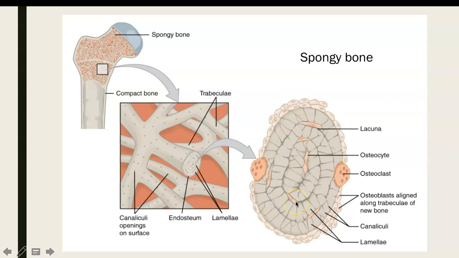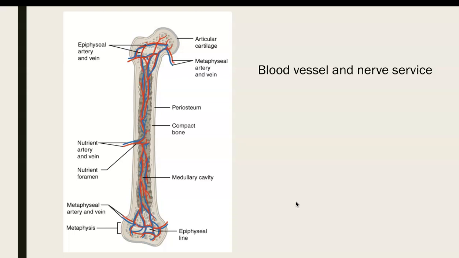All right. The final thing is just to quickly review blood supply, and I'm not going to spend too much time on this, but I just wanted you to notice that the epiphyseal artery and vein penetrate into the epiphyseal part of the bone. There's also a metaphyseal artery and vein that support the metaphysis. And there's also a nutrient artery and vein that provide blood supply to the diaphysis of the bone. So each of the parts of the bone has its own blood supply. The epiphysis has its own, the metaphysis has its own, the diaphysis has its own.